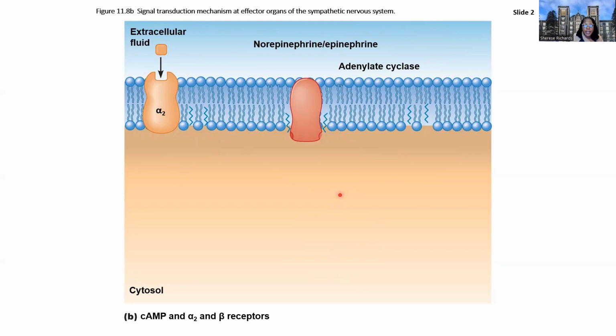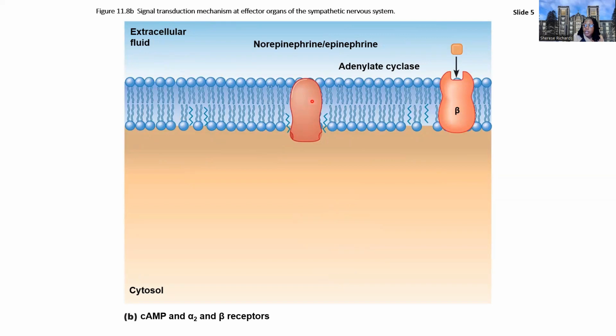So let's describe that here again. When alpha-2 norepinephrine binds, the inhibitory G protein is activated. The alpha subunit still dissociates off by the binding, and because it's an inhibitory G protein, it ends up inhibiting adenylyl cyclase.